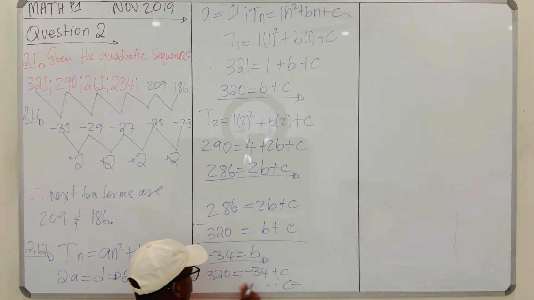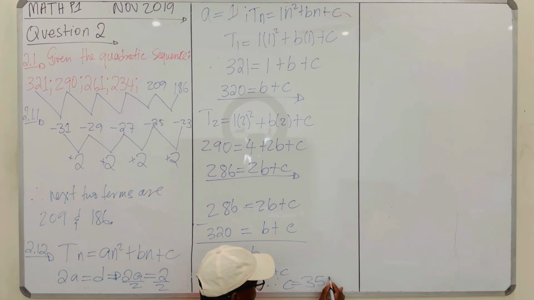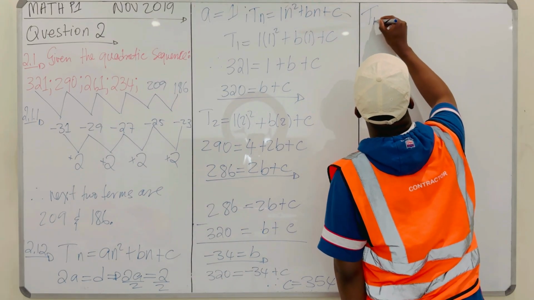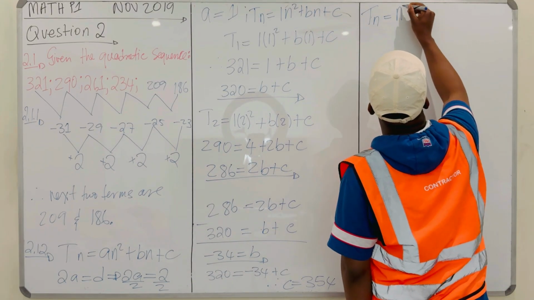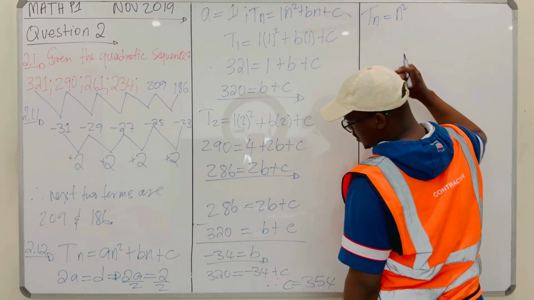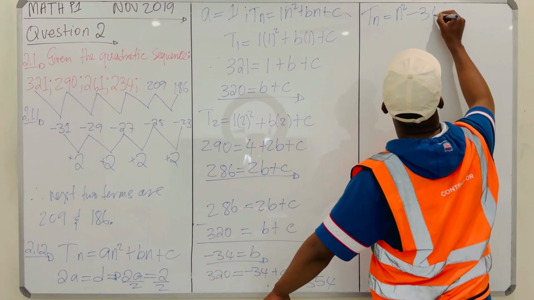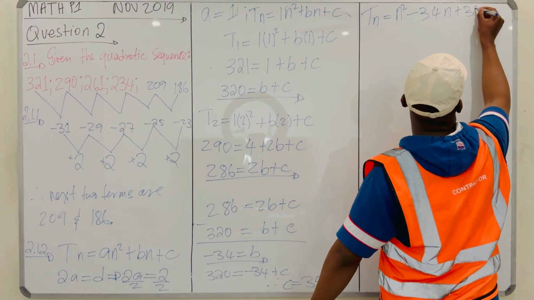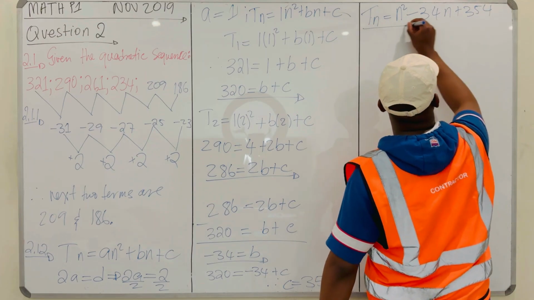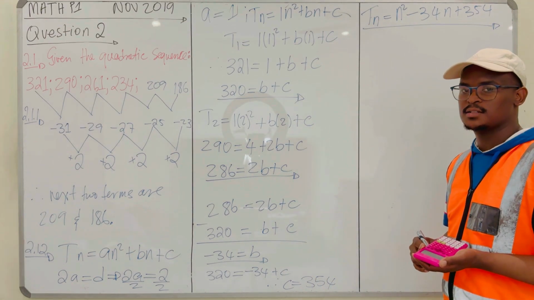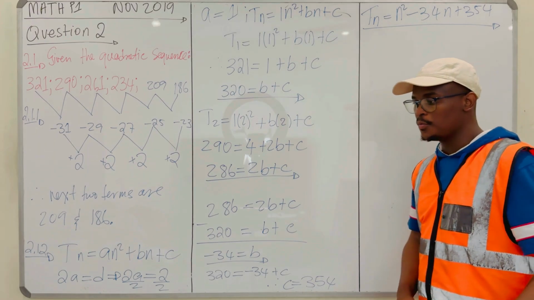Therefore, your C is equal to 320 plus 34, which is 354. Therefore, your nth term Tn is equal to n squared minus 34n plus 354. So here is your nth term, or your general term. We're done with it. So I think we can move to the next question.